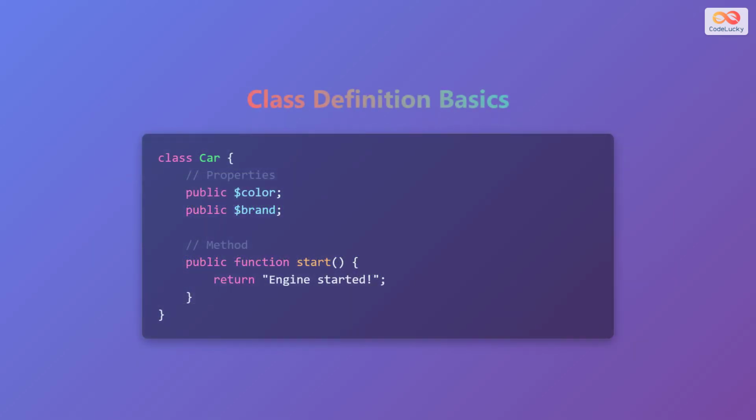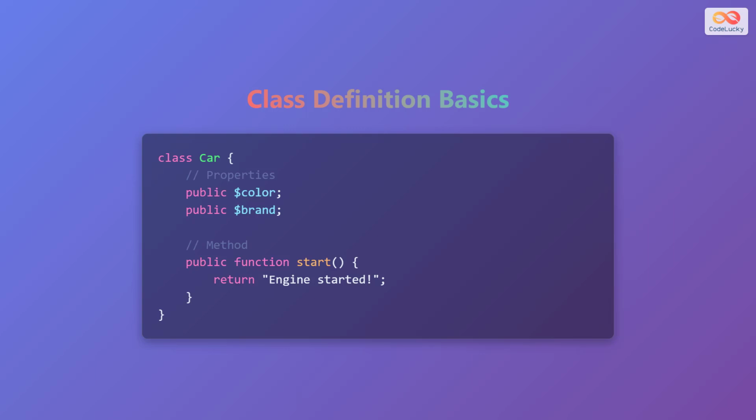Now let's explore the basics of defining a class in PHP. The general structure involves using the keyword class, followed by the name you want to give your class. Inside the class block, you define properties, which are variables that hold data, and methods, which are functions that define the behavior of the object.